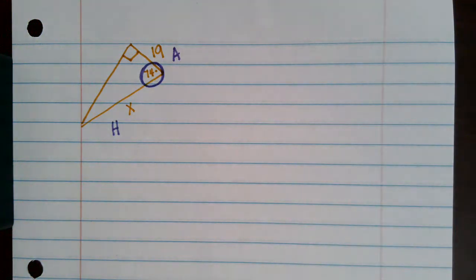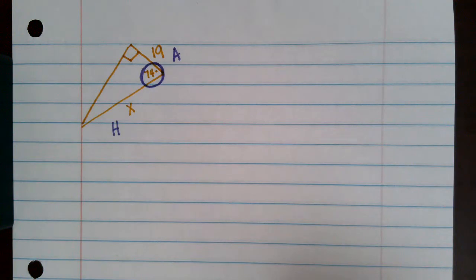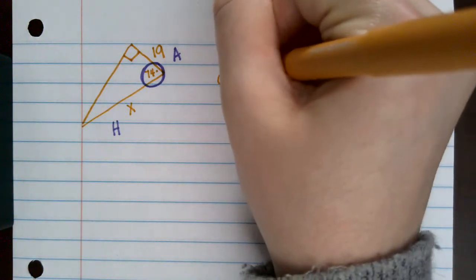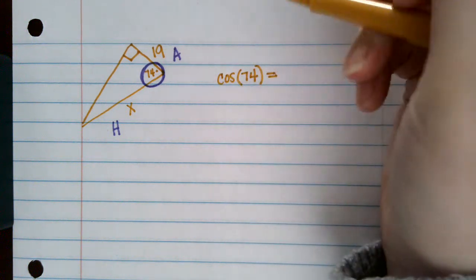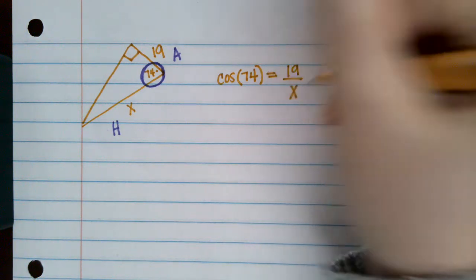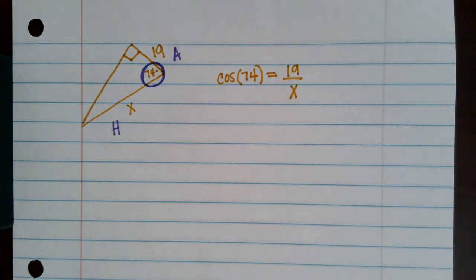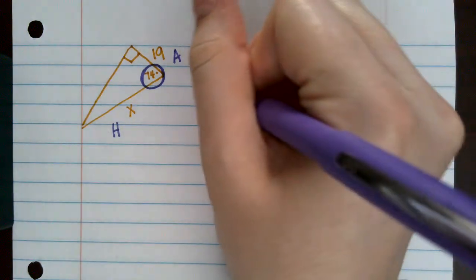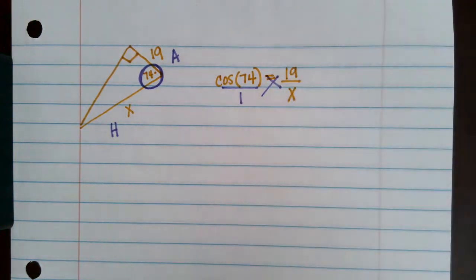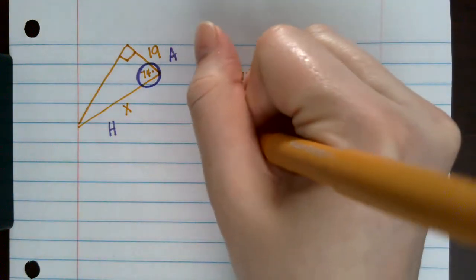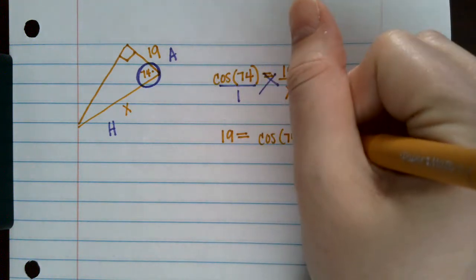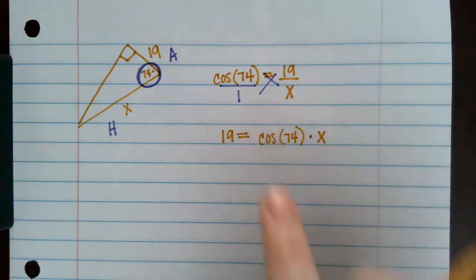And if I have A and H, I want to use the cosine. So I'm going to set up my ratio. The cosine of 74 equals A over H, so 19 over x. And so again, I want to cross multiply. But when I do that, I end up with 19, and then the cosine of 74 times x.